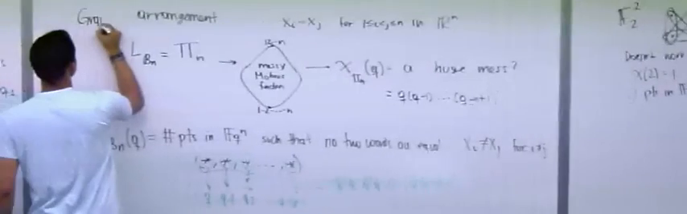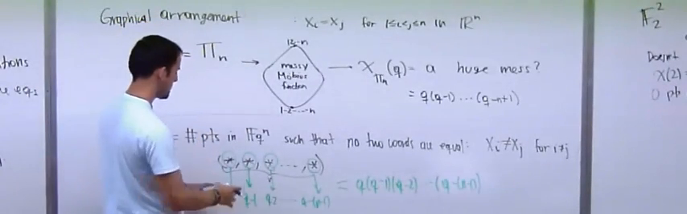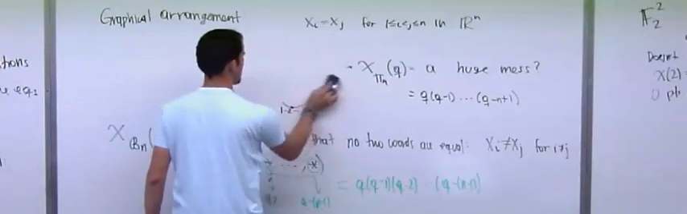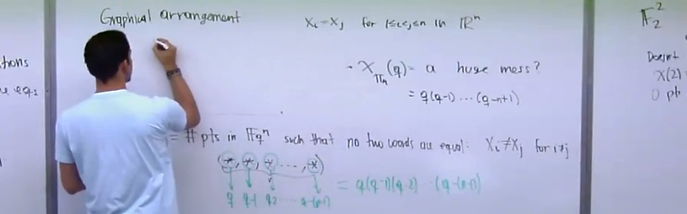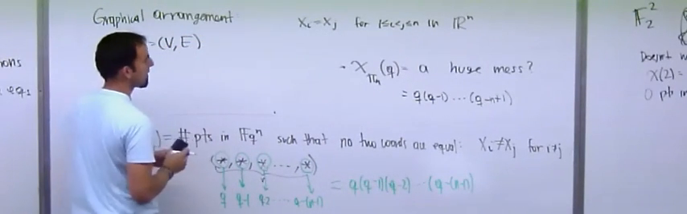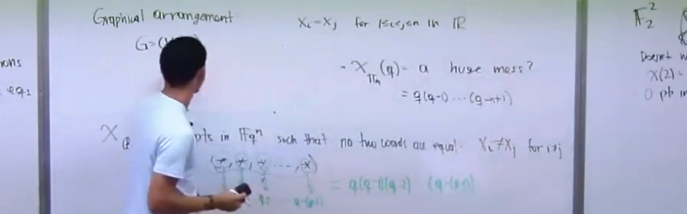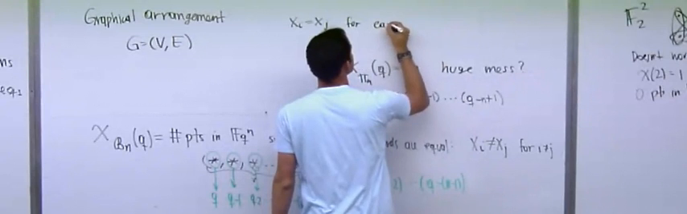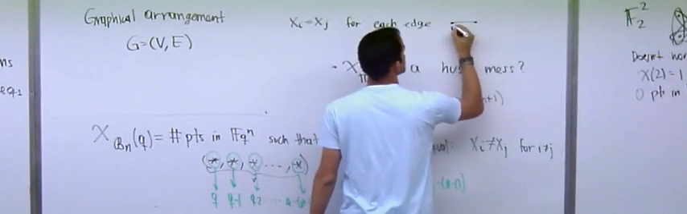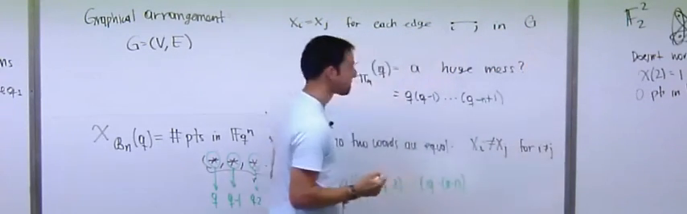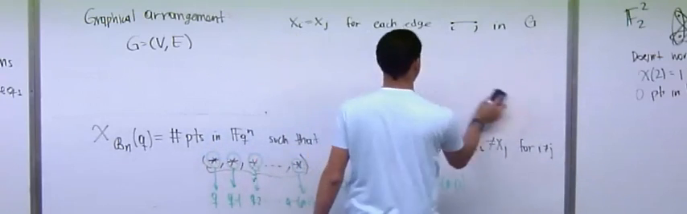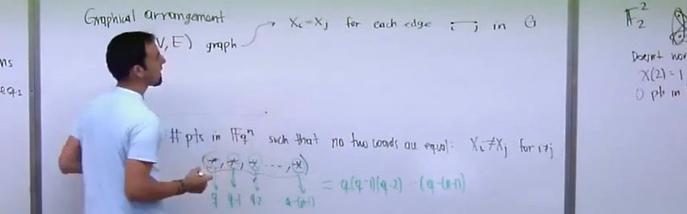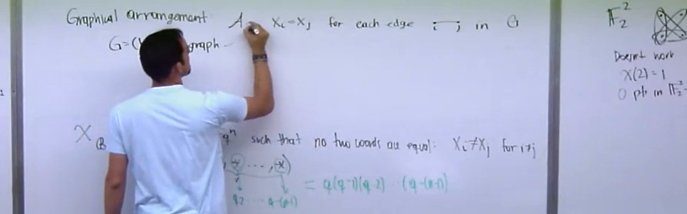So Kim's question is: this sounds very similar to the argument of coloring the graph. So can I say something more general? Well, let me define a graphical arrangement for you. You start with a graph G, and you're going to make an arrangement. It's going to be exactly for each edge ij, you're going to put the equation xi equals xj. So if you give me a graph, then this is called the graphical arrangement of the graph, and it's written A sub G.